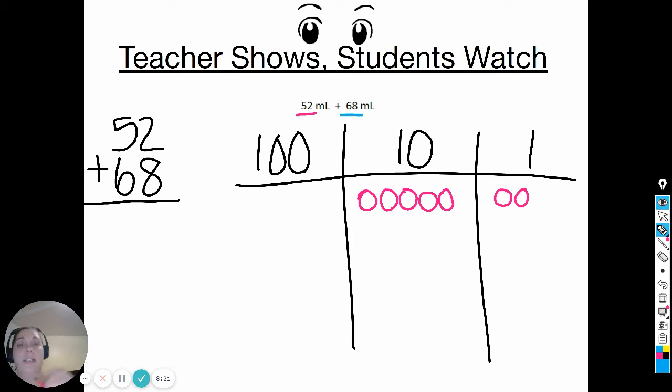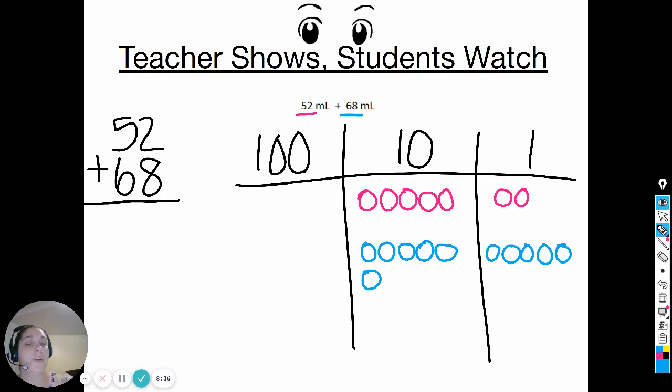My next number is 68, which is 6 tens and 8 ones. Once I get to 5, I start a new row. 2, 3, 4, 5, start a new row. 6, 7, 8. So this is 68: 10, 20, 30, 40, 50, 60, 61, 62, 63, 64, 65, 66, 67, 68. So I have 52 plus 68.